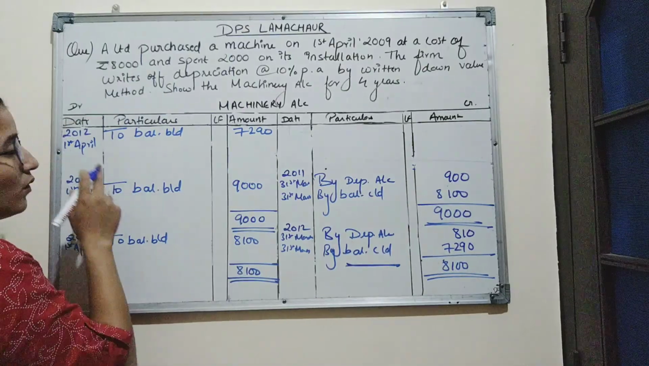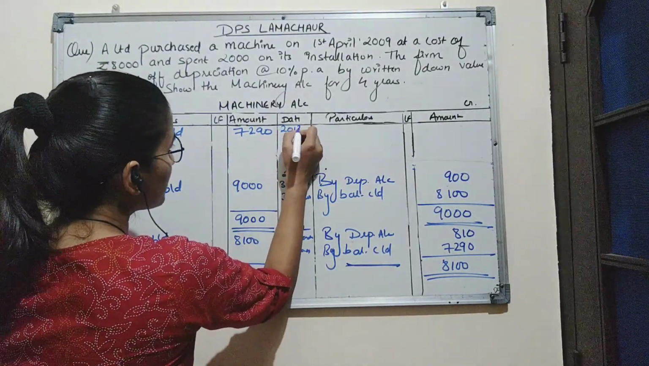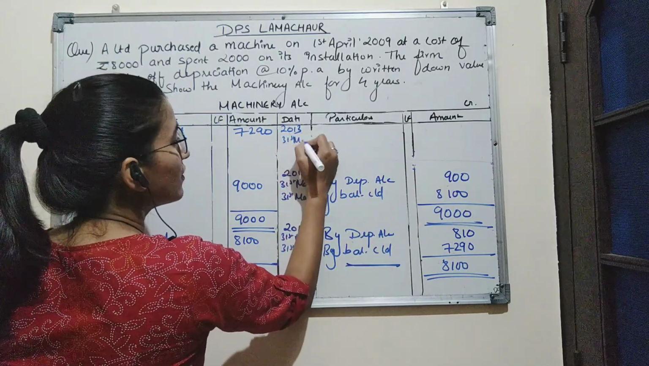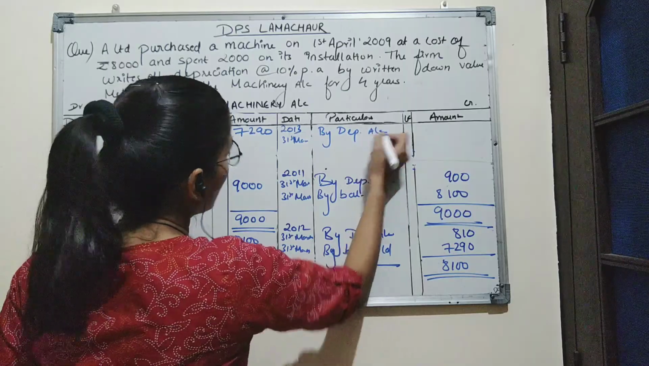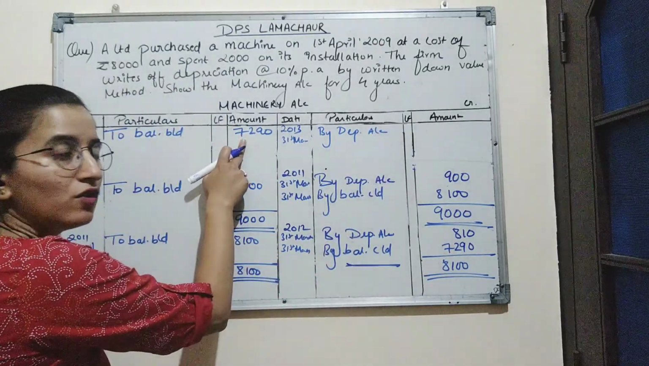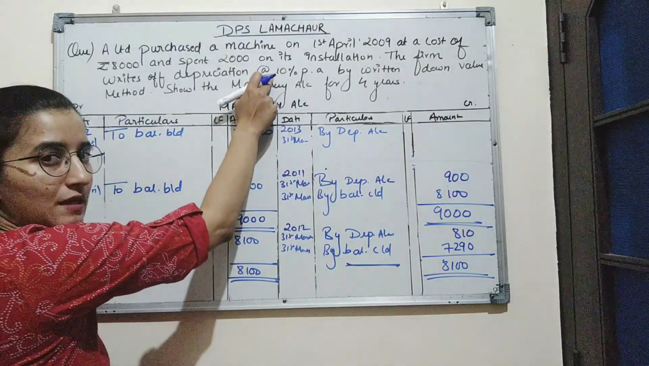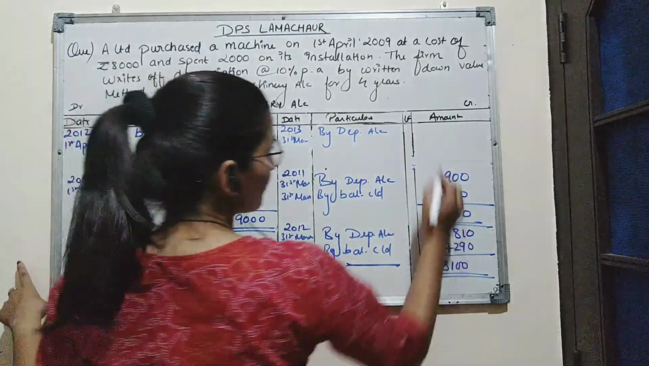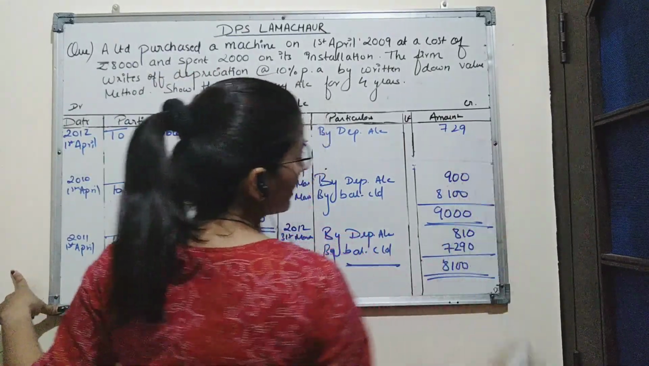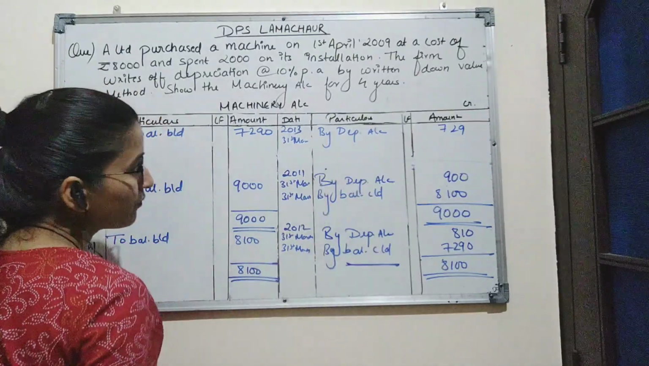So the amount will be 7,290. Now the depreciation is charged at the end of the year. So the end of the year will be 2013, 31st March, by depreciation account. The written down value of machinery is 7,290. 10% is the depreciation rate. So 10% of 7,290 will be 729. This will be the depreciation amount for the machinery for the fourth year.